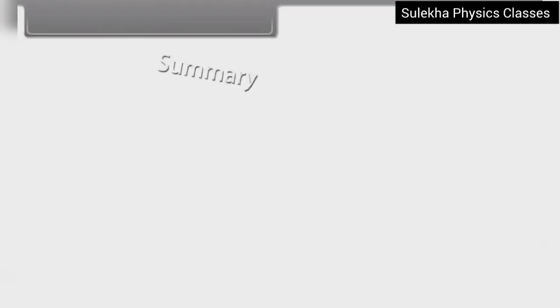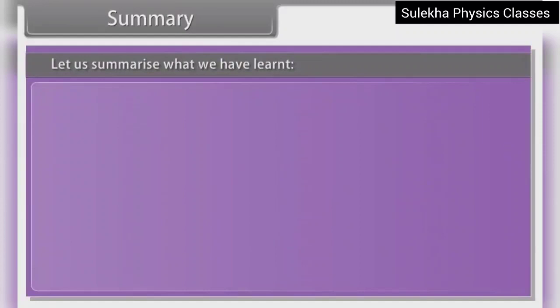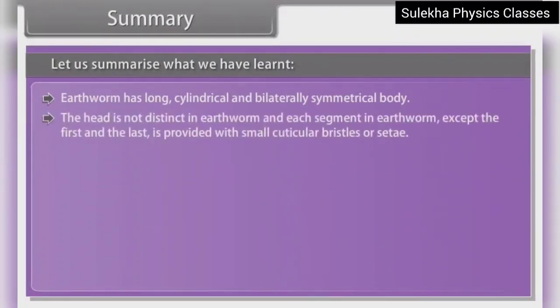Summary. Let us summarize what we have learnt. Earthworm has a long, cylindrical and bilaterally symmetrical body. The head is not distinct in earthworm, and each segment, except the first and the last, is provided with small cuticular bristles or setae.